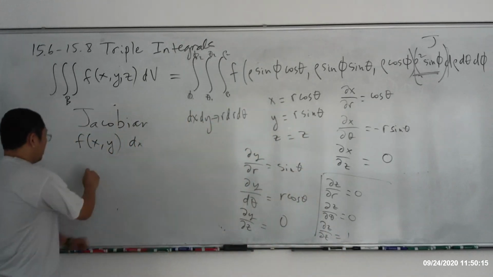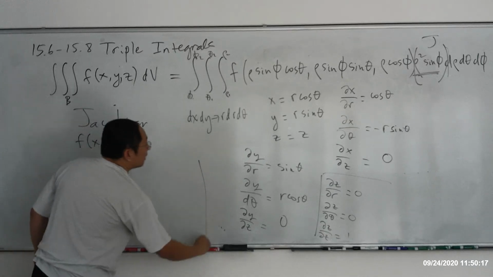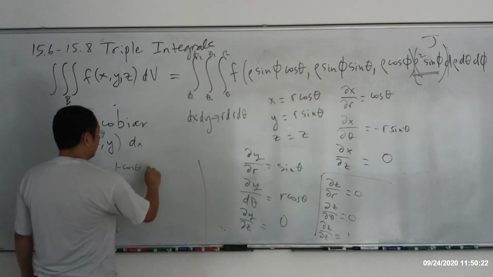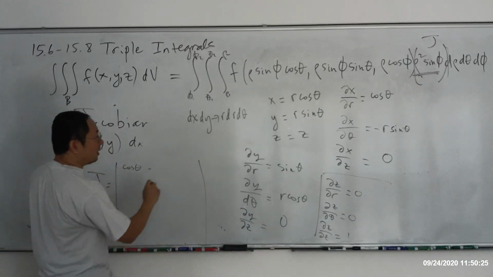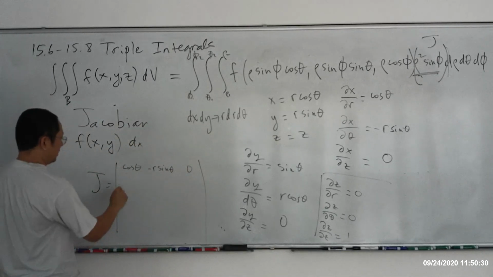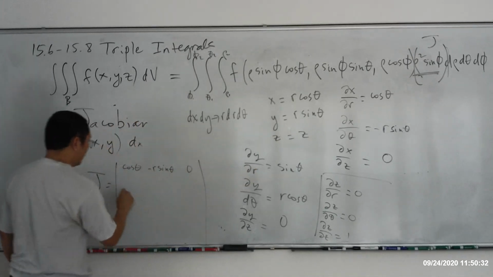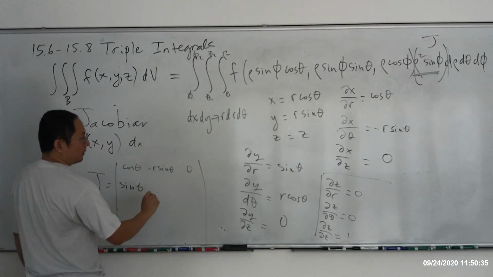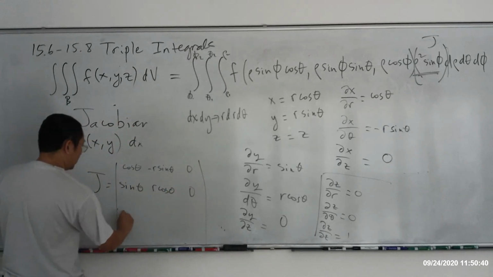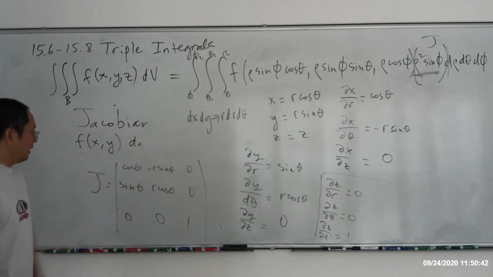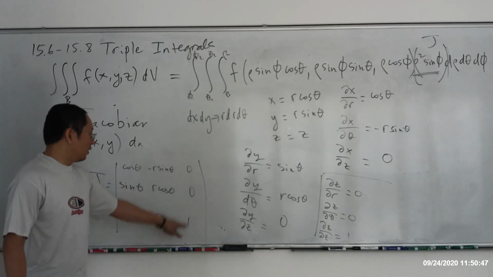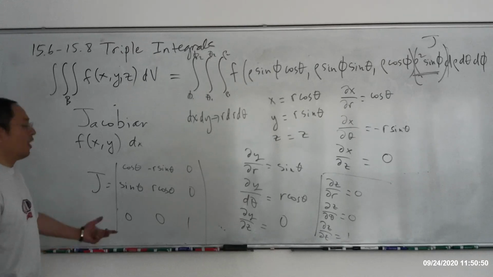Okay, so your Jacobian is going to look like this. The first row is cosine theta, negative r sine theta, and 0. The second row for y is sine theta, r cosine theta, and 0. The last row is going to be 0, 0, 1. Again, the determinant of this matrix is the same thing as right here, and then times 1, you use the last row or the third column. The determinant of this is still r.